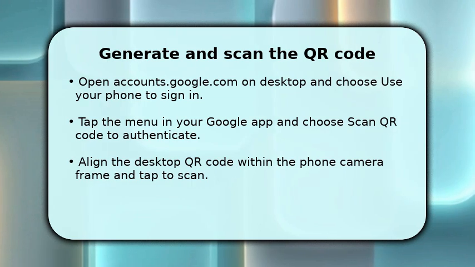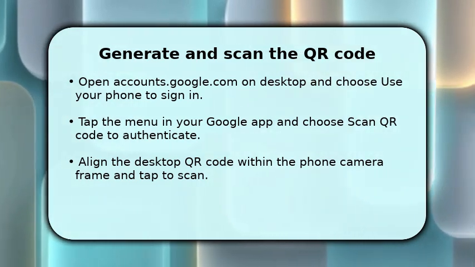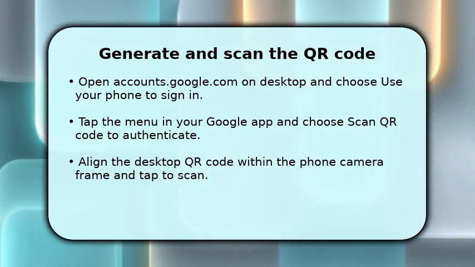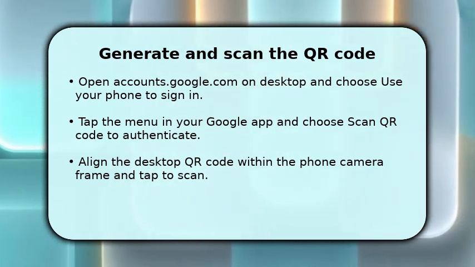On your phone, open the Google or Gmail app and tap the menu to find Scan QR code within Security or Sign-in options. Point your phone camera at the desktop QR code so it fits the frame and wait for the app to read it and show a sign-in prompt.